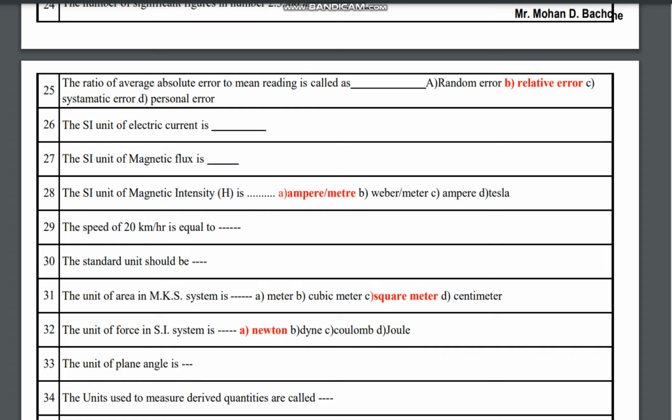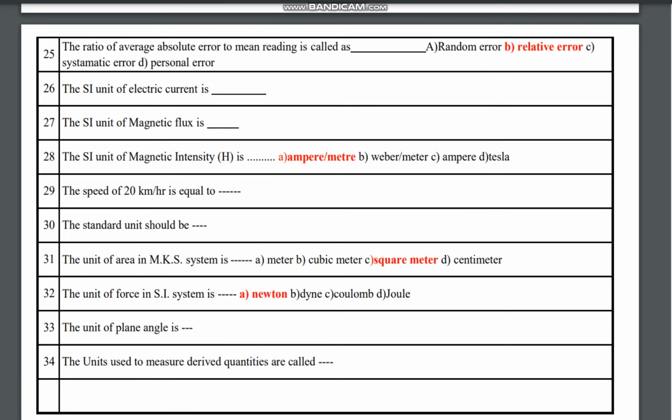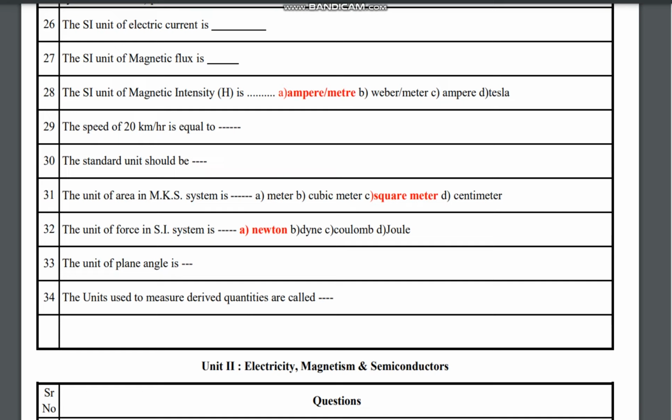Then it is very easy, 26th and 27th. What is the SI unit of electric current and the SI unit of magnetic flux? Then the SI unit of magnetic intensity is ampere per meter. Then these two questions, the speed of 20 kilometer per hour is equal to what? The standard unit should be what?